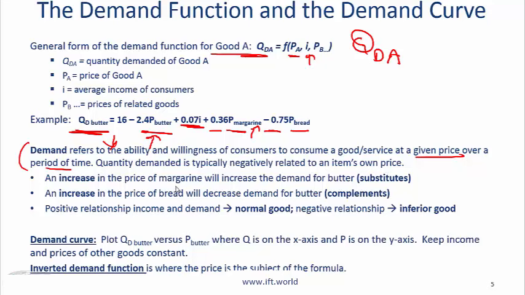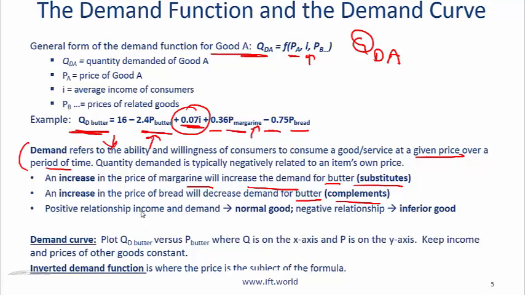An increase in the price of margarine will increase the demand for butter. Therefore, margarine and butter are substitutes. An increase in the price of bread will decrease demand for butter. So bread and butter are complements.